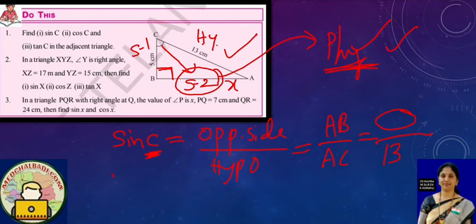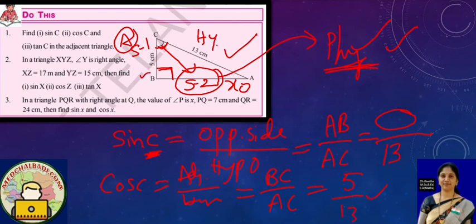And cos C. The cos C formula is adjacent side by hypotenuse. What is the adjacent side here? Based on the same C we have to write. If this becomes the opposite, then this becomes the adjacent, that means BC. BC by AC. So what is the BC length here? 5 by 13. Like this you have to write. Similarly for tan C, you try and you will get it.